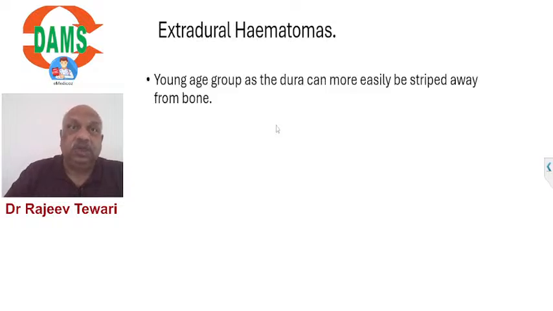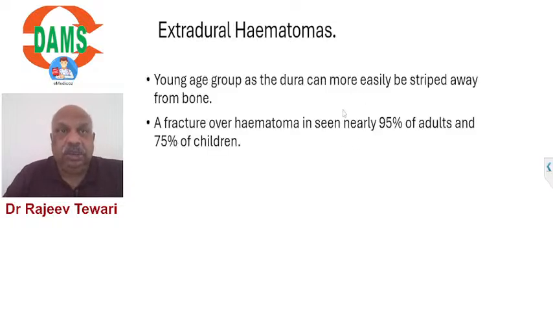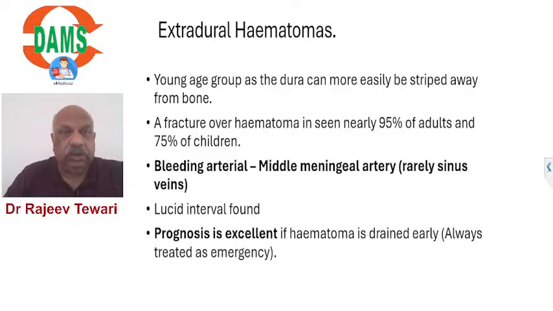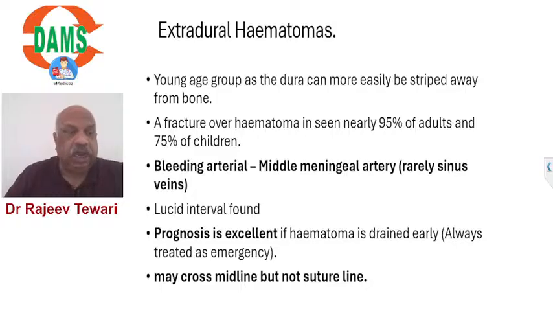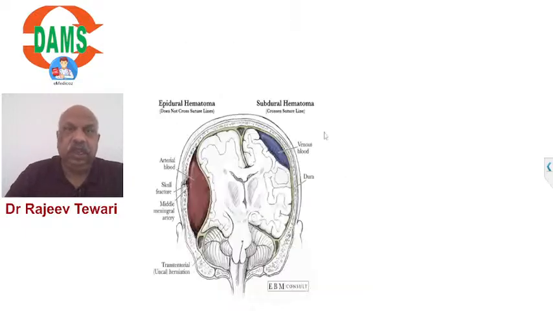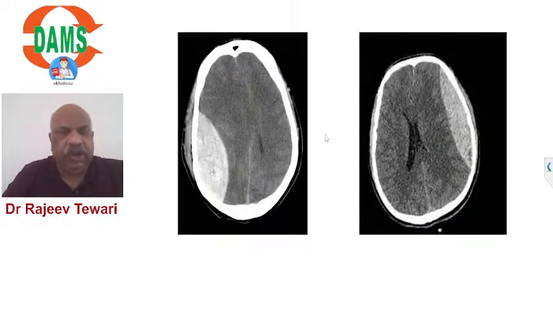What are the features of extradural hematoma? Young age, fracture very common, bleeding is middle meningeal artery, rarely sinuses vein, 95% middle meningeal artery, lucid interval found. Prognosis is excellent if it's treated early, may cross midline but not suture line. So these are the features, and this is the CT finding, which I am sure is a very common finding. All of you must be aware of this.